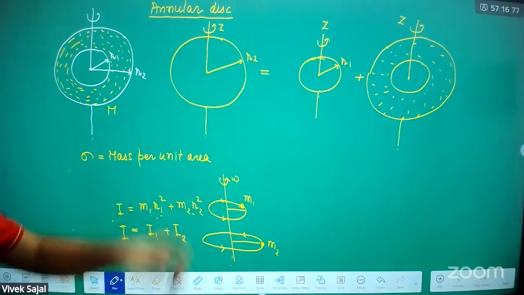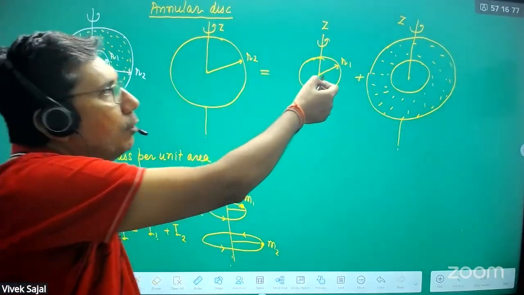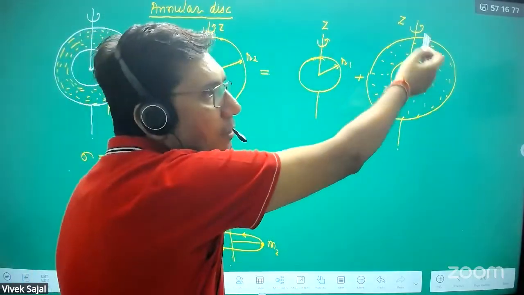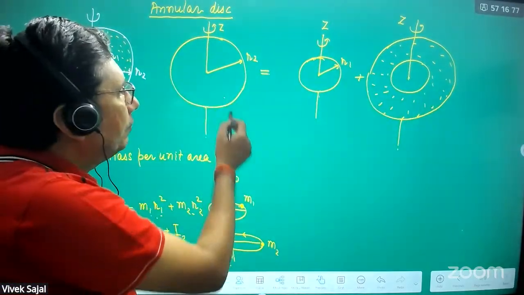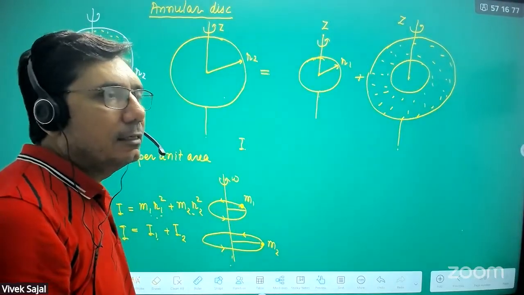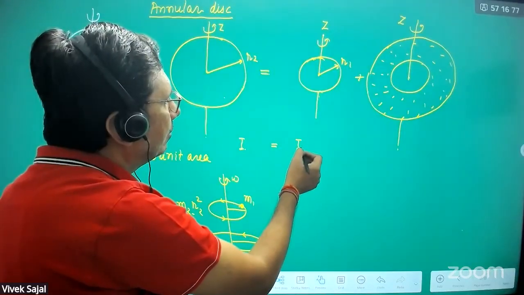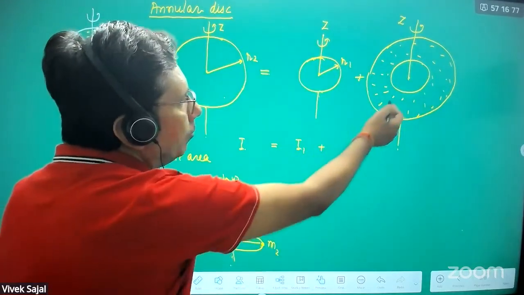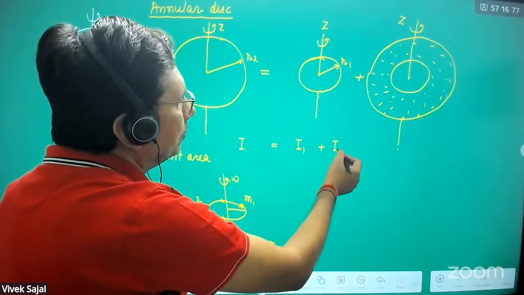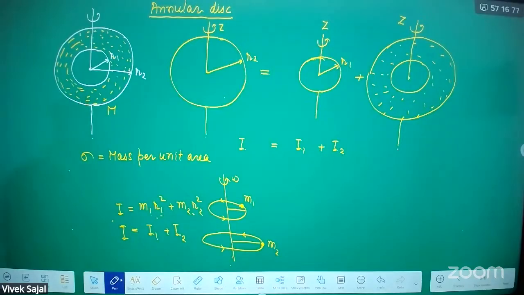Same thing I am applying here. This complete system is made up of two parts. One part is this, one part is this. So if the moment of inertia is I, and the moment of inertia of one part is I1 plus the moment of inertia of the other part I2, I can write I equal to I1 plus I2.